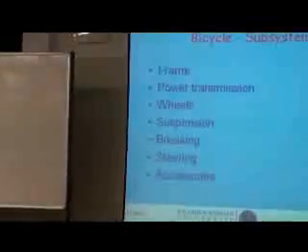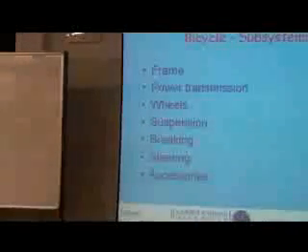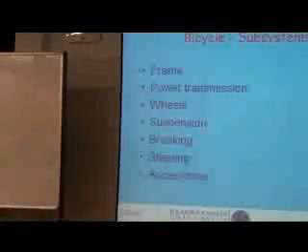Now, can you please go back? So, frame, power transmission, wheels, suspension, braking, steering and accessories, these are the important parts. A complete analysis of a bicycle will take a lot of time. So I am going to take 3-4 parts or subsystems and study them. I don't know whether I have another 20-25 minutes probably. I will take 2 or 3 and we will discuss those in detail.